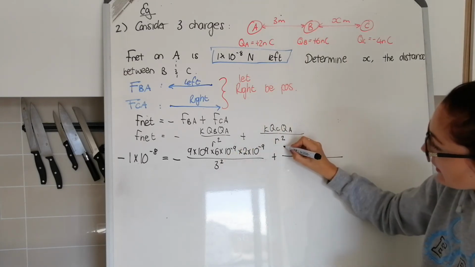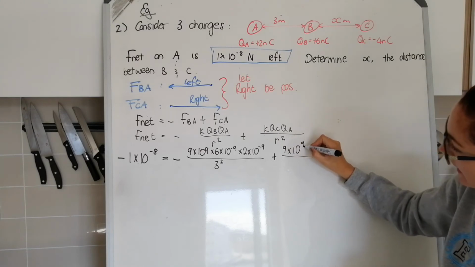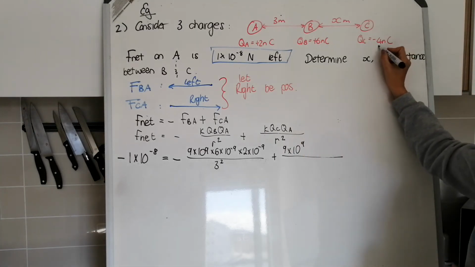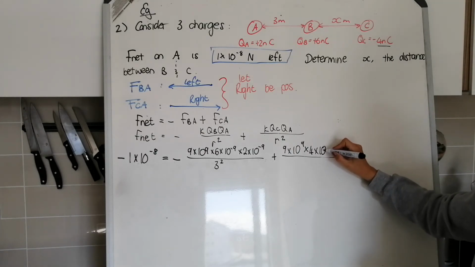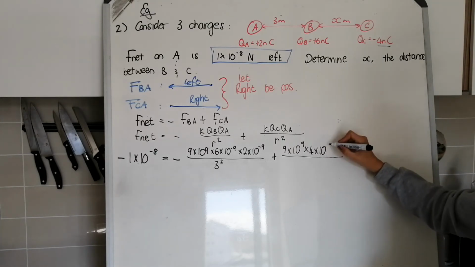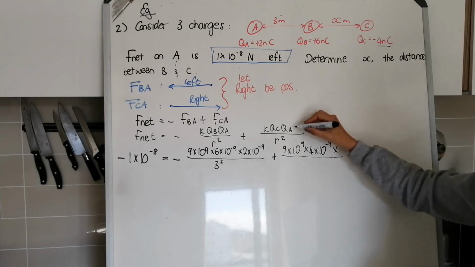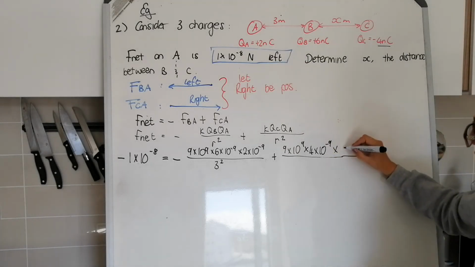Plus, K is 9 times 10 to the 9. The charge on C is 4 nanocoulombs. Remember, you only use the magnitude of that charge, not its sign. And then the charge on A is 2 nanocoulombs.